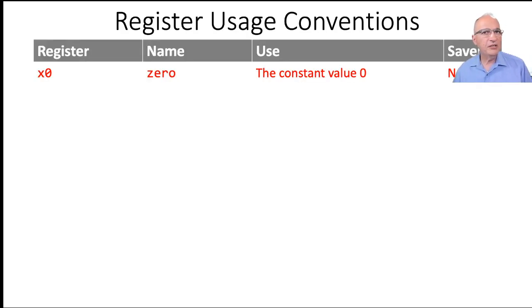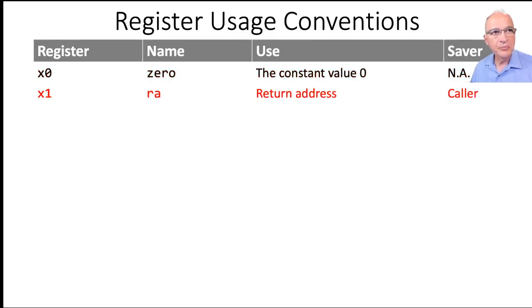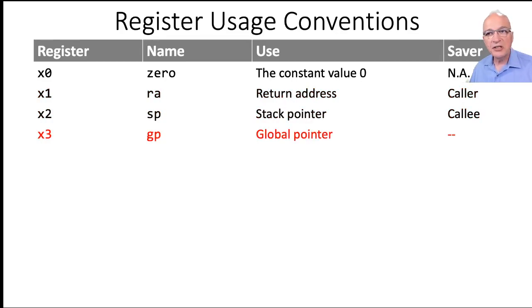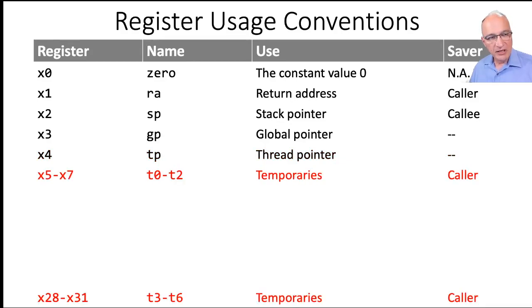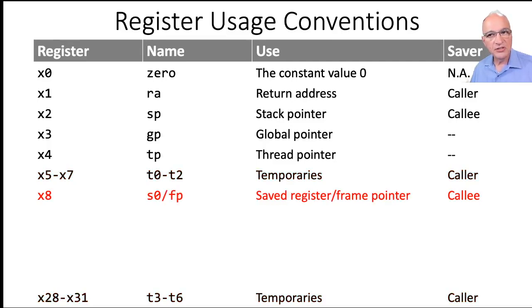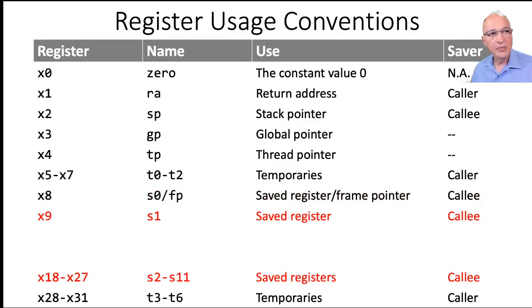So far we have seen, if we summarize, x0 is register 0, x1 is the return address, register 2 is the stack pointer, register 3 is the global pointer, register 4 is a thread pointer, which we have not discussed yet. Registers 5 to 7 and 28 to 31 are the temporary registers T0 to T6. Register 8 is both S0 and the frame pointer. Registers 9 and 18 to 27 are the remaining saved registers, S1 to S11.